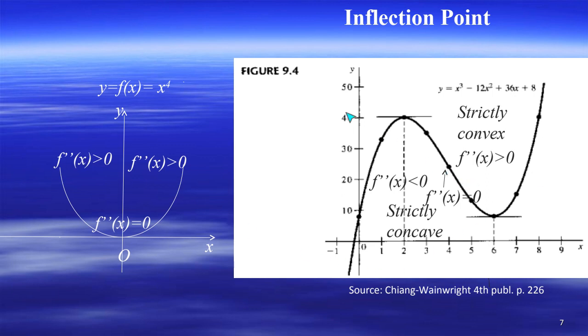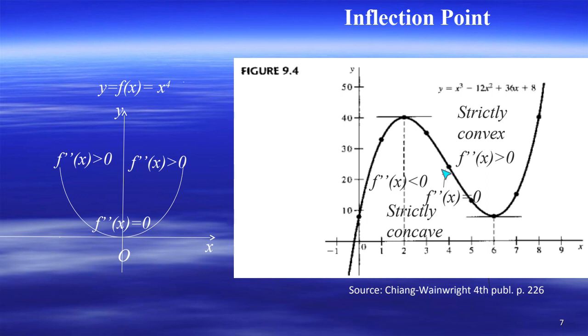Here, we see an inflection point in figure 9.4 on page 226 of our book. So what is it? You see, here we have a point. This is an inflection point. How can I see it? I don't have to calculate anything. I can see it. Why? Because here, when I put my eye at minus infinity and look upwards, then here I see a concavity. And here I see a convexity. At this very point, the function changes from concave to convex. I already see that this is an inflection point.